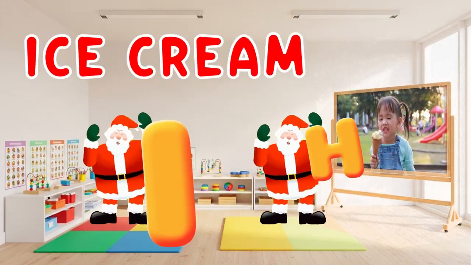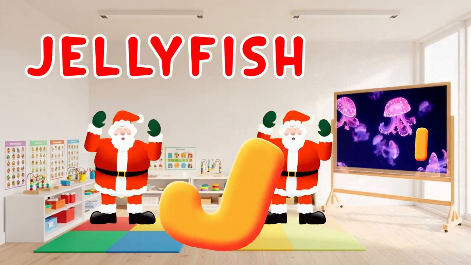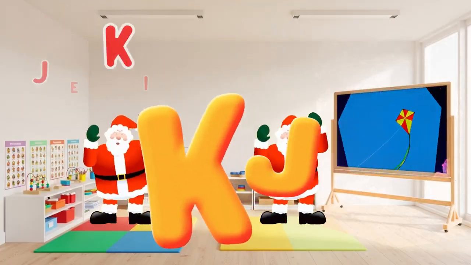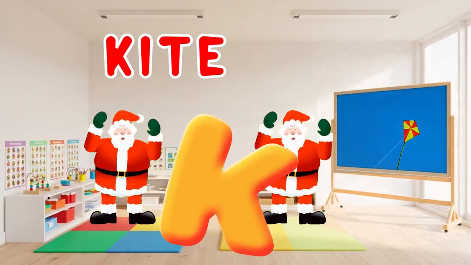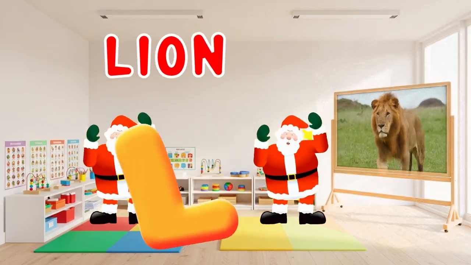I is for ice cream, I, ice cream. J is for jellyfish, J, jellyfish. K is for kite, K, kite. L is for lion, L, lion.